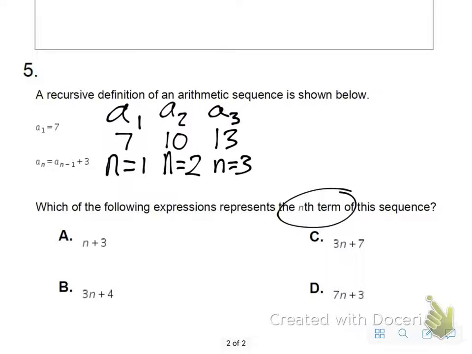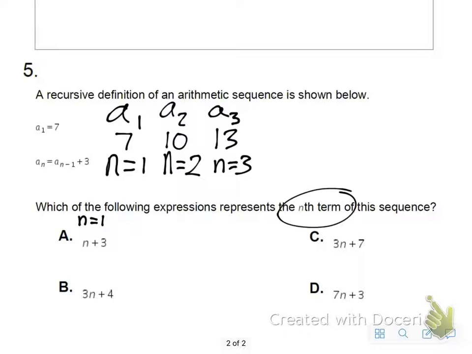Which of the following expressions represents the nth term of this sequence? The nth term. That means like the first term, the second term, the third term. Which one of these 4 expressions is going to give you the various terms that appear in this sequence? Well, here's how you make sense of this.